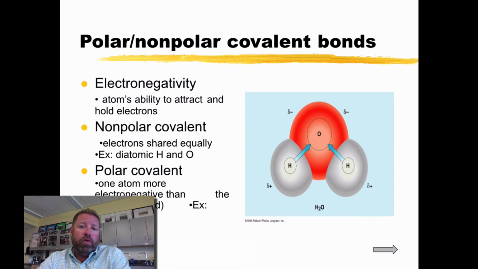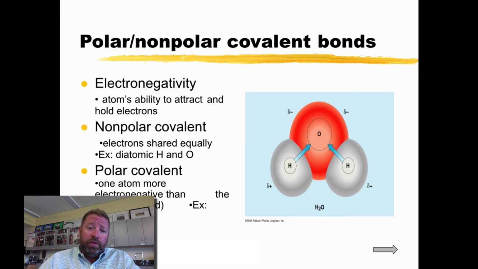Polar and nonpolar covalent bonds. Polar means that there are ends, meaning there are distinct sides of a molecule. Think of the North and South Pole, the ends of the Earth. Think about a magnet: it has a positive side and a negative side. What happens here, and this is a great diagram for it, is this idea of electronegativity.